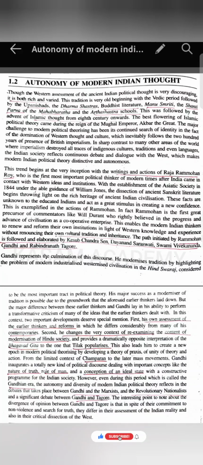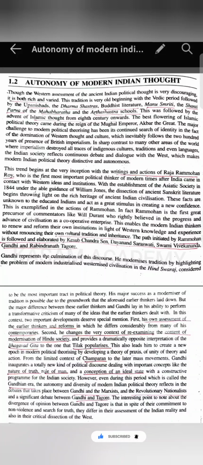This trend begins at the very inception with the writings and actions of Raja Ram Mohan Roy, the first most important political thinker of modern times after India came in contact with Western ideas and institutions. With the establishment of the Asiatic Society in 1784, under the able guidance of William Jones, the dissection of ancient Sanskrit literature began throwing light on the rich heritage of ancient Indian civilization. These facts were unknown to educated Indians and acted as a great stimulus in creating a new confidence. This is exemplified in the actions of Ram Mohan.